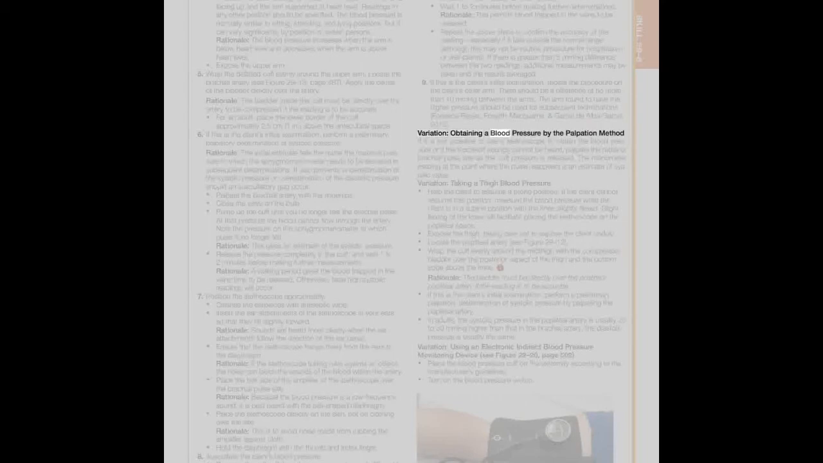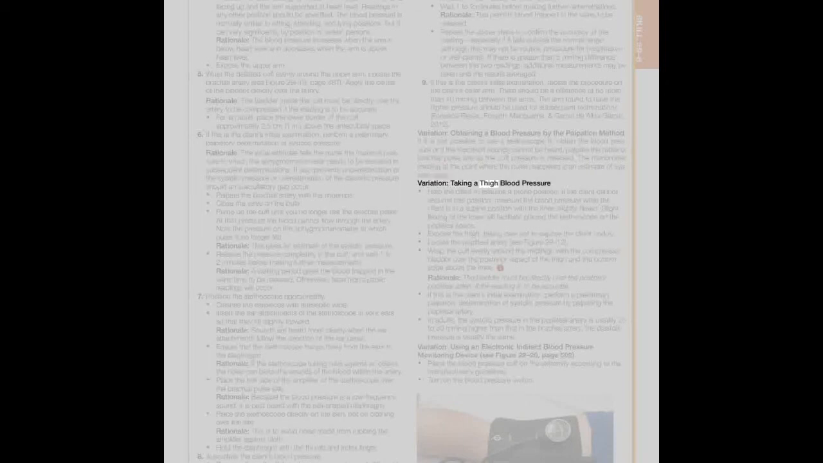Variation: obtaining a blood pressure by the palpation method. If it is not possible to use a stethoscope to obtain the blood pressure, or if the Korotkoff sounds cannot be heard, palpate the radial or brachial pulse site as the cuff pressure is released. The manometer reading at the point where the pulse reappears is an estimate of systolic value.